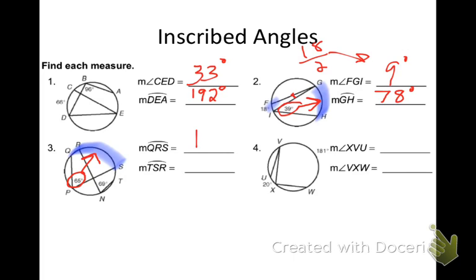How'd you find that? 65 times 2 and you get 130. Nice job. And the next one says arc STR or TSR. So there's arc TSR. What's the angle, Frosty? 138 degrees. Because you would take 69 times 2, and that gives me my arc measure.